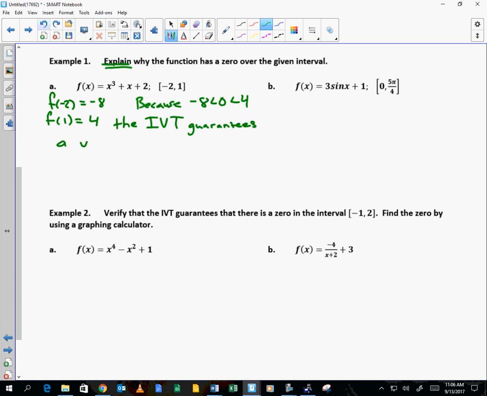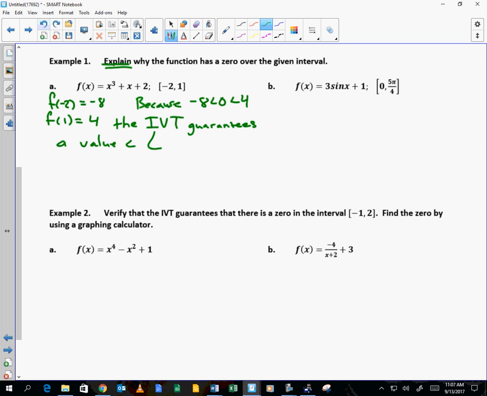Guarantees a point, a value C, we'll say. What about that C? It's got to be between what? -2 and 1, right? So here's shorthand. So we're going to show you some shorthand mathematics, so you don't have to write so much.